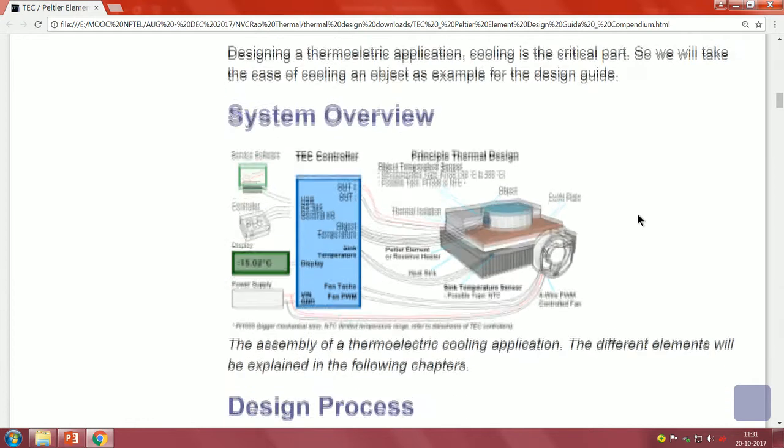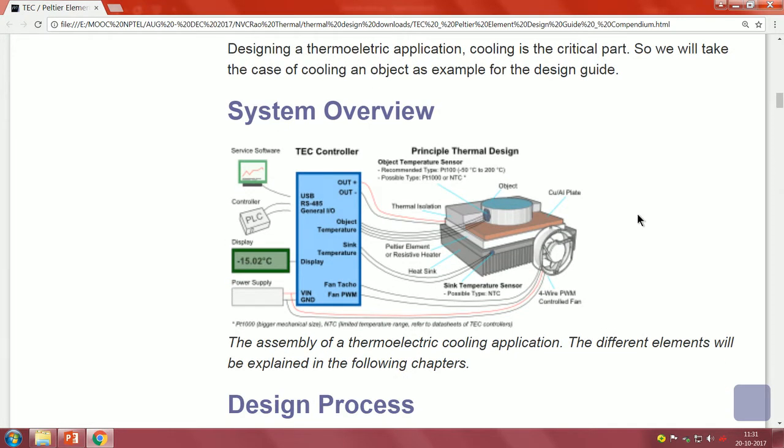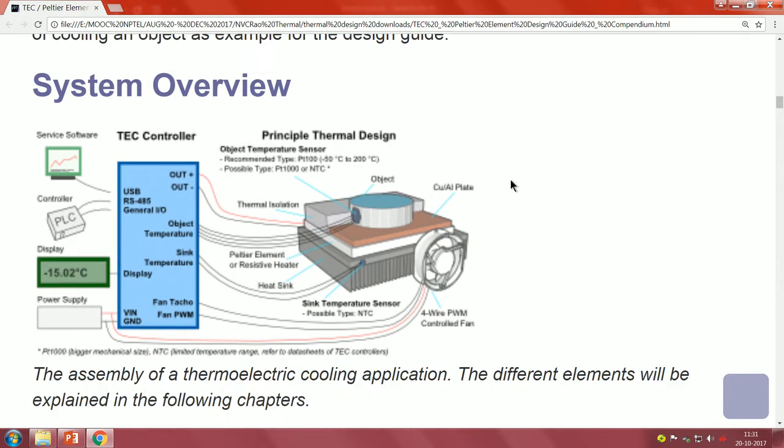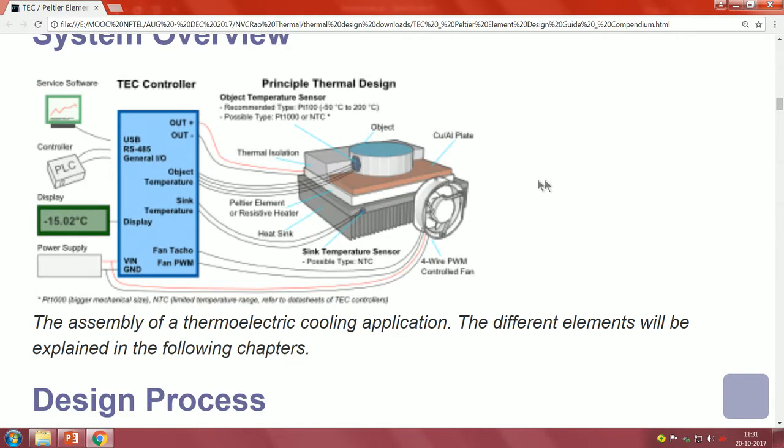Designing a thermoelectric application, cooling is the critical part. We will take the case of cooling an object as an example for the design. You see here, I will see if I can enlarge it. It does get enlarged. So we have the temperature sensor, the object itself, and then you see here a very, very important thing is thermal isolation.